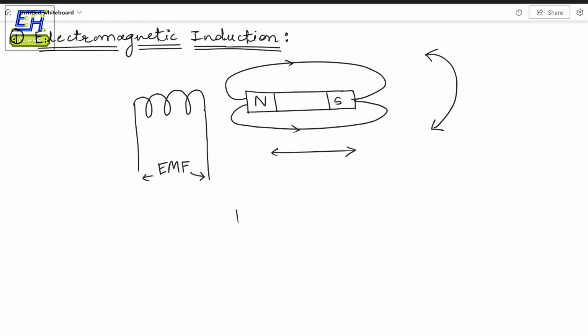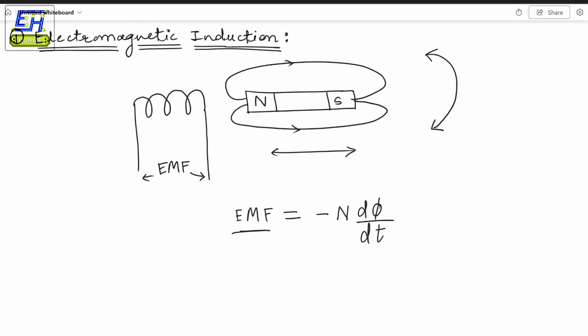Mathematically, we can quantify this EMF that is induced in the coil, and it goes something like this. EMF is equal to negative of the number of turns of coil and the rate of change of magnetic flux. So what this equation tells us basically is that the EMF that is induced in the coil is in the opposite direction to that of the motion or that flux.